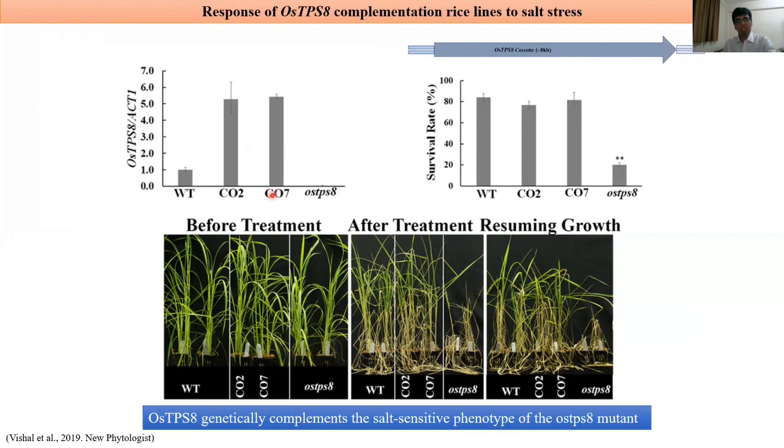And in this image of the salt treatment, you could see upon treatment, the two independent complementation lines behave similar to wild type, but the OsTPS8 mutant behaves as salt sensitive. Upon recovery, you could see the salt sensitive mutant drastically reduced the survival rate, but the complementation lines show a similar pattern as the wild type. That shows the 100% rescue upon the complementation with the native cassette.